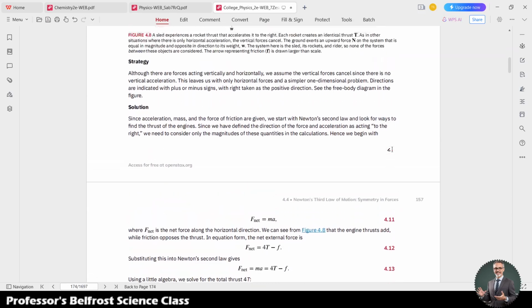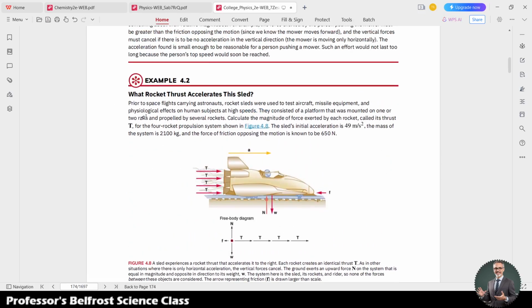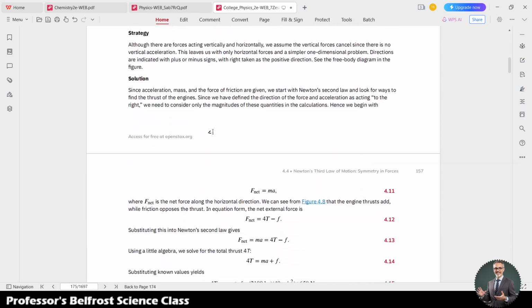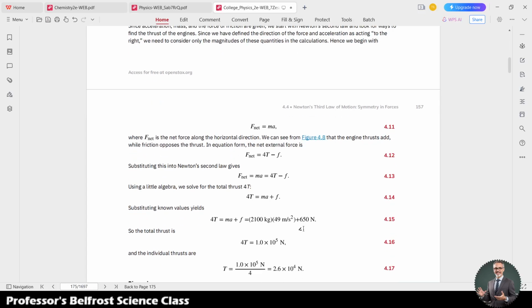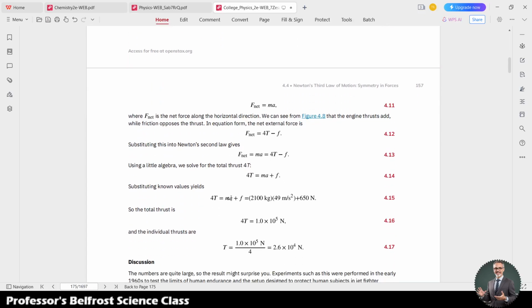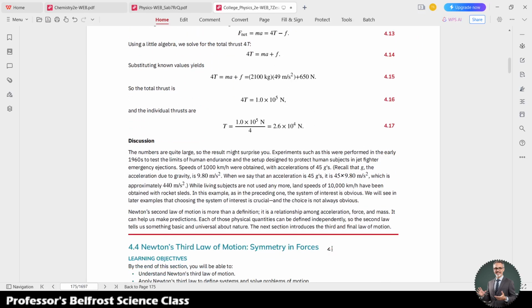This is for the rocket propulsion system, and this is for T minus F equals ma. So T equals ma plus F, and this is the result: 2.6 times 10 to the power 4 newtons.